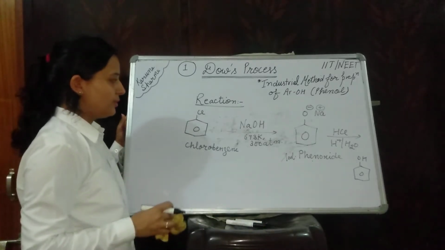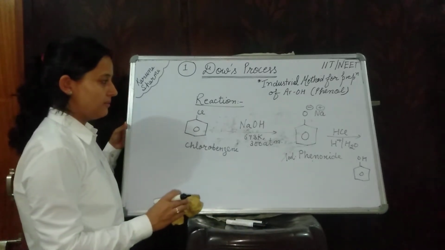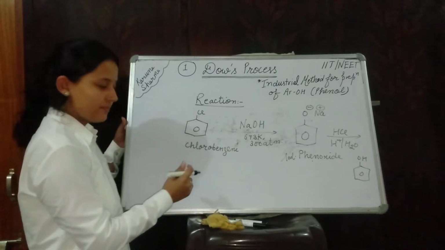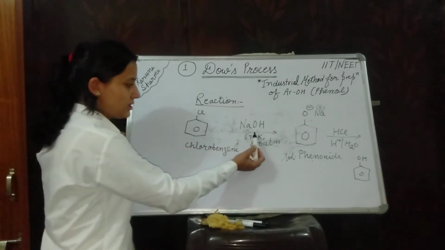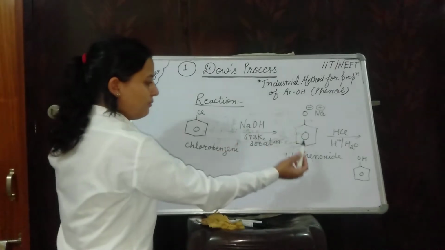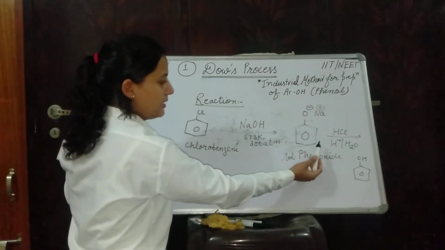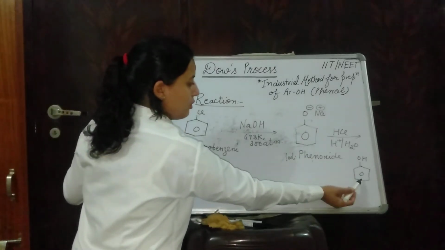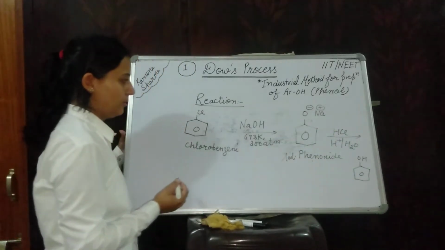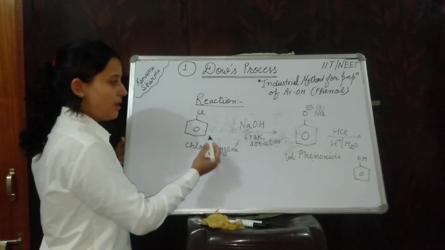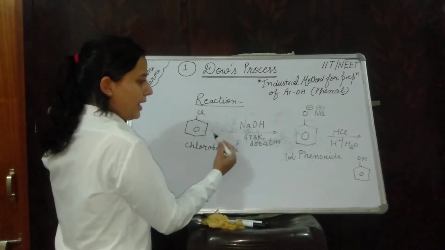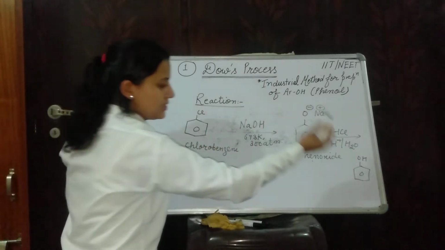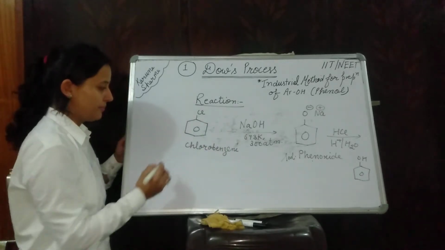Okay, now we will move to the reaction mechanism. You have to focus: chlorobenzene when treated with sodium hydroxide gives sodium phenoxide, and when sodium phenoxide undergoes hydrolysis, phenol is formed. We will see every step of how phenoxide ion is formed, and how hydrolysis takes place from phenoxide ion, in the reaction mechanism.